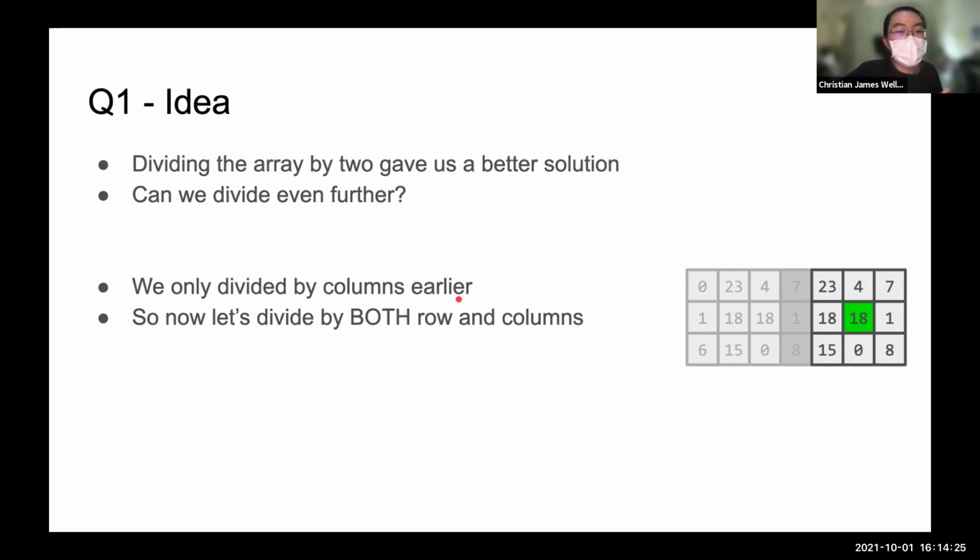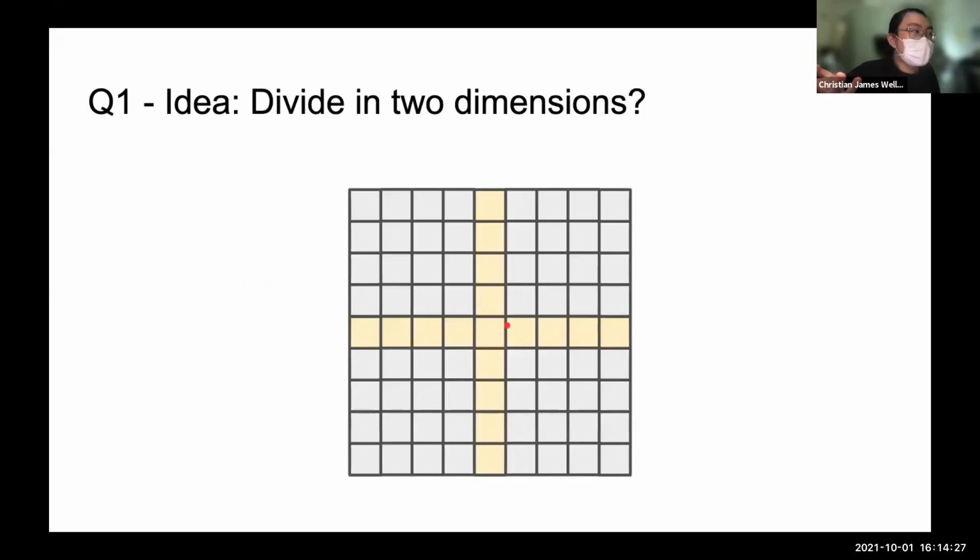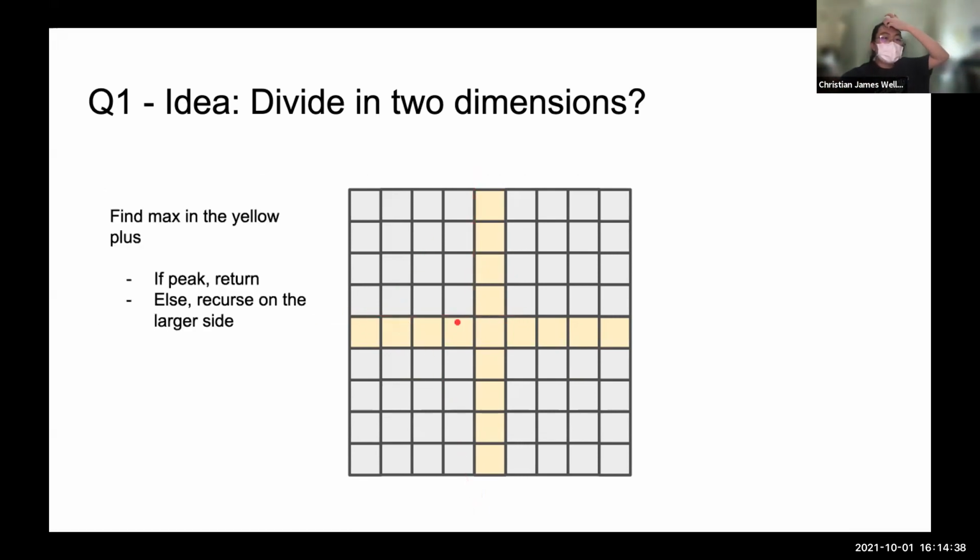Something like this, maybe. Just now it was just a single pillar, so let's now have a plus, so we divide by both the column and the row. Then the algorithm sketch is as such. You find the maximum in this yellow plus. If it's a peak, return it. We found a peak, that's what we are seeking. But if not, we do the same thing as before.